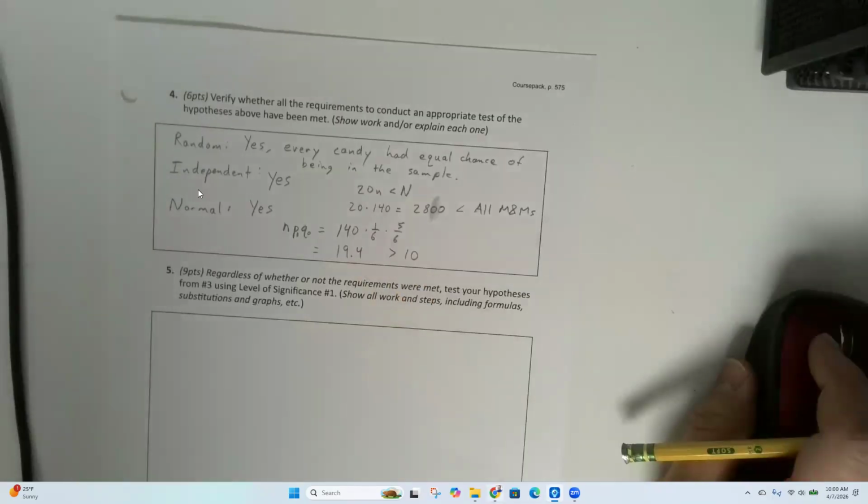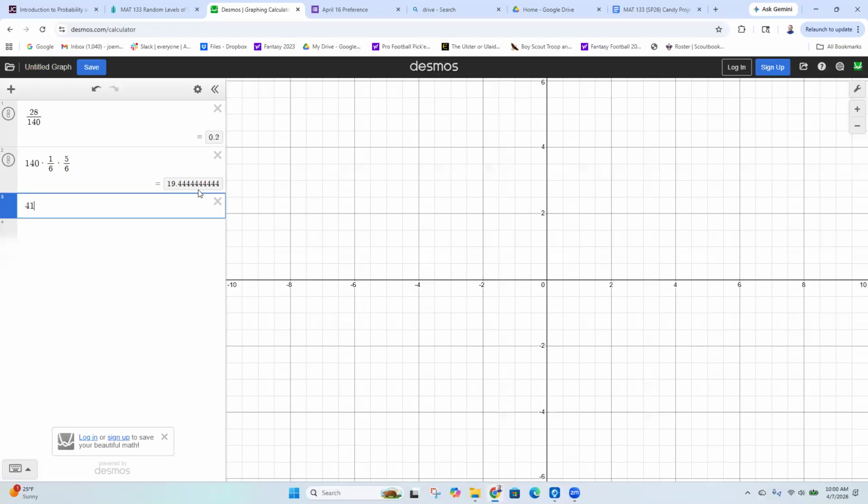So it would be 41 as my N times 1/6. And then I need to hit my right arrow and then do times 5/6. And so her N times P times Q was 5, which is not bigger than 10. So she got a no for normal, which is fine for the project. We're just going to keep going. Don't worry about whether you got three S's or not.